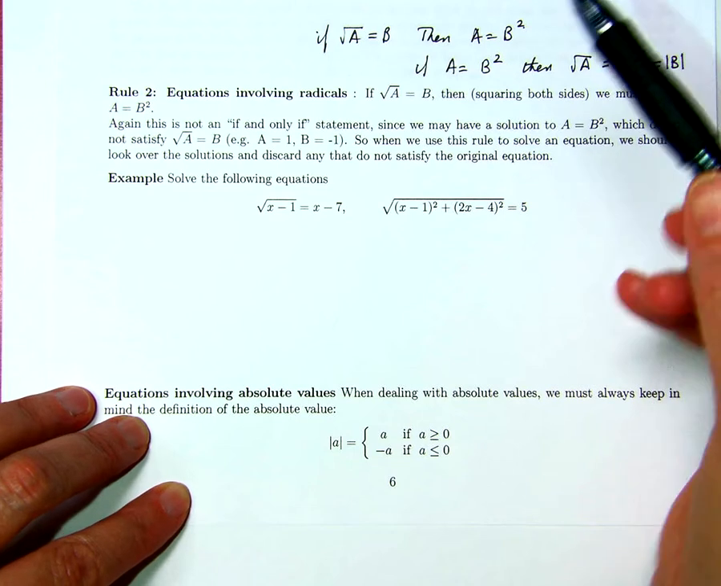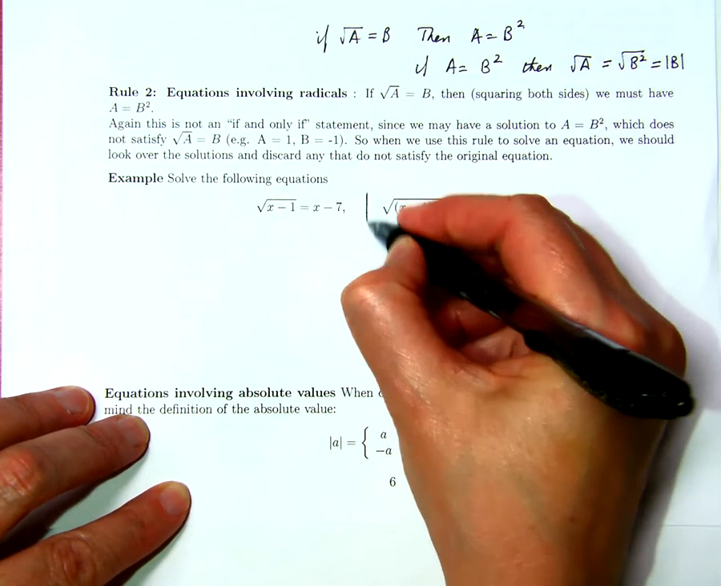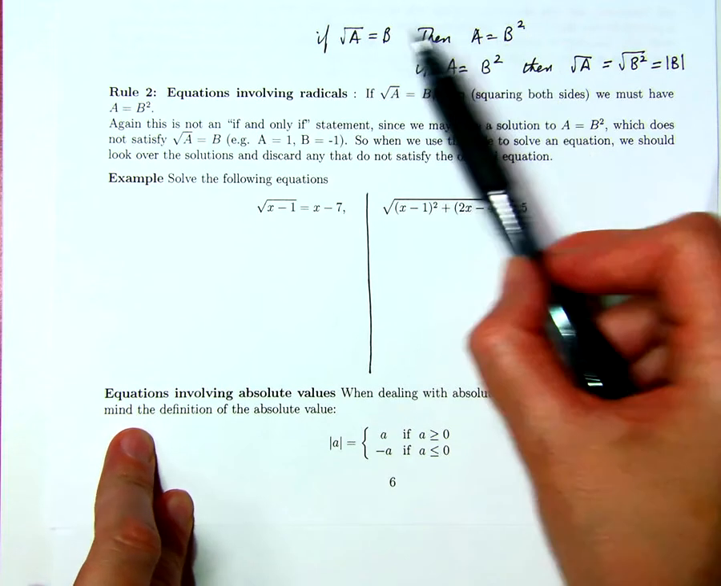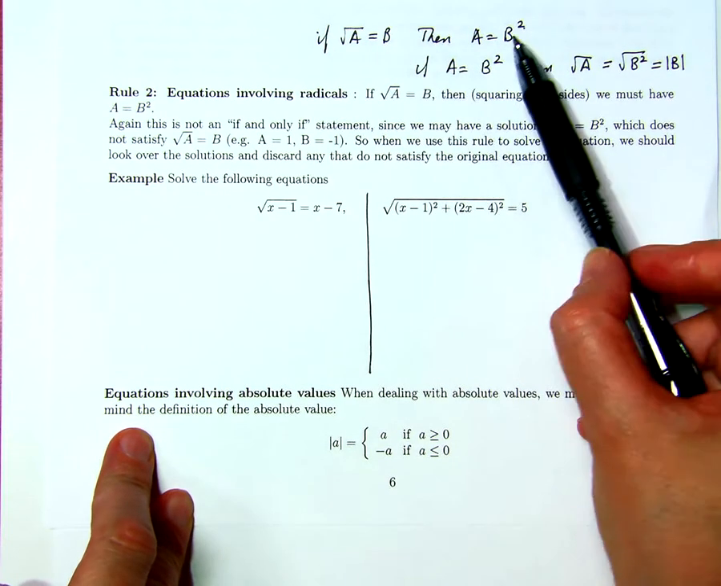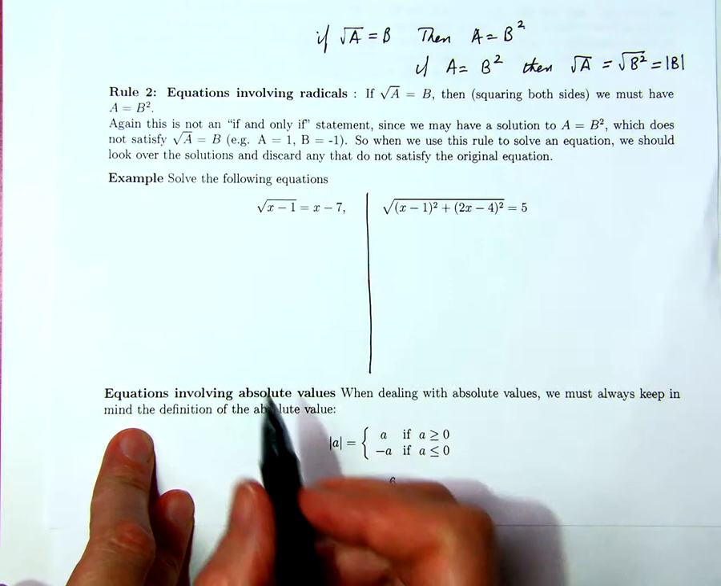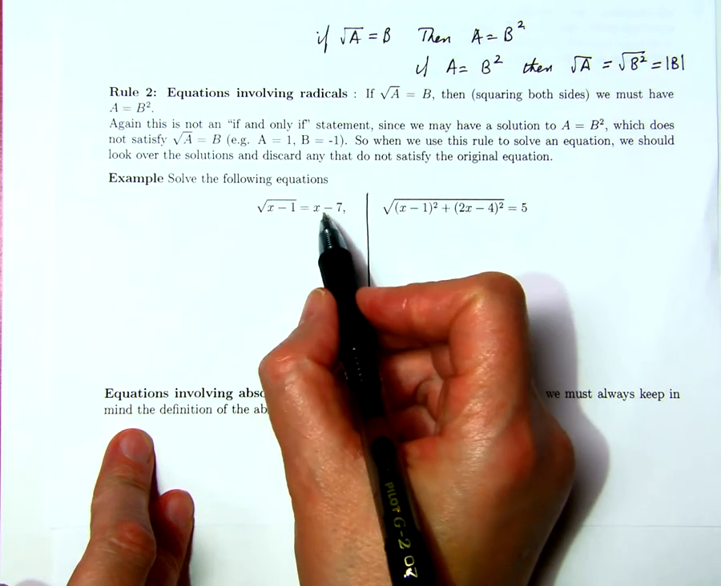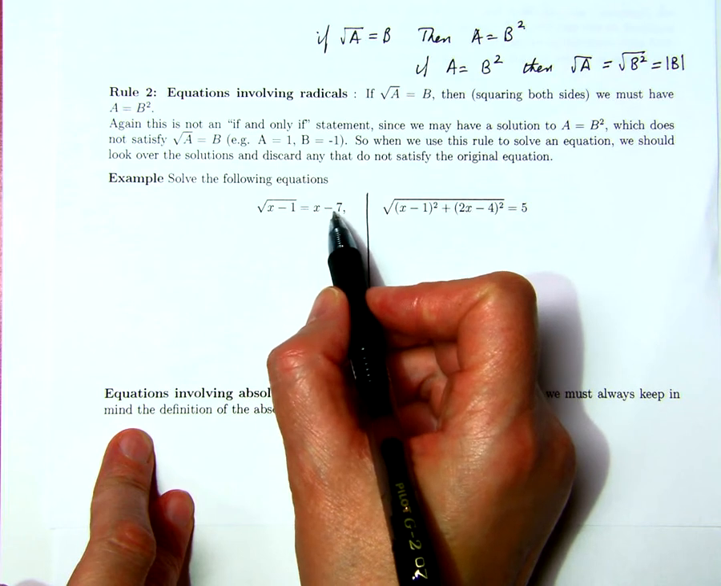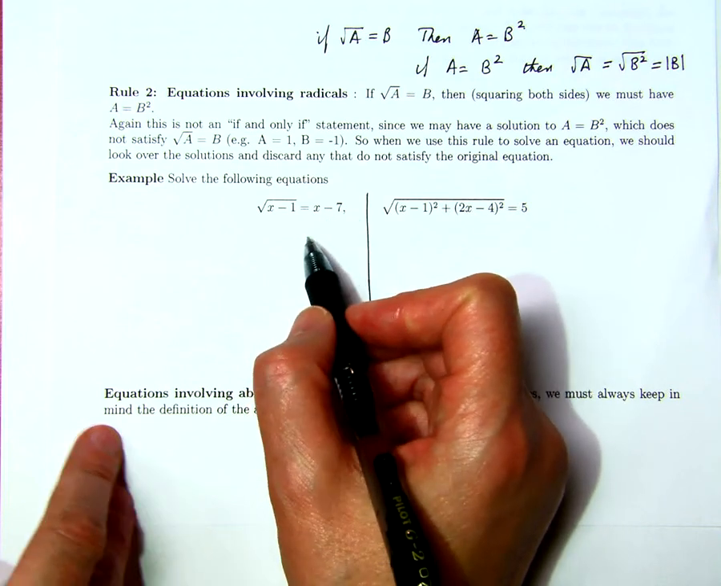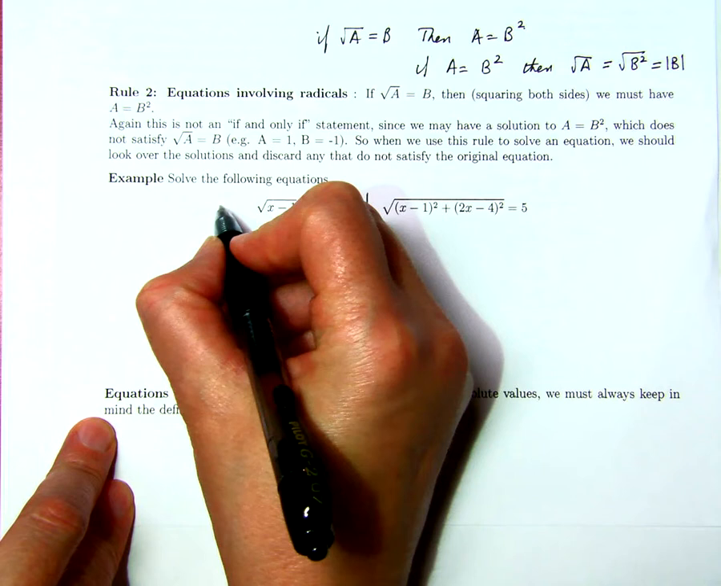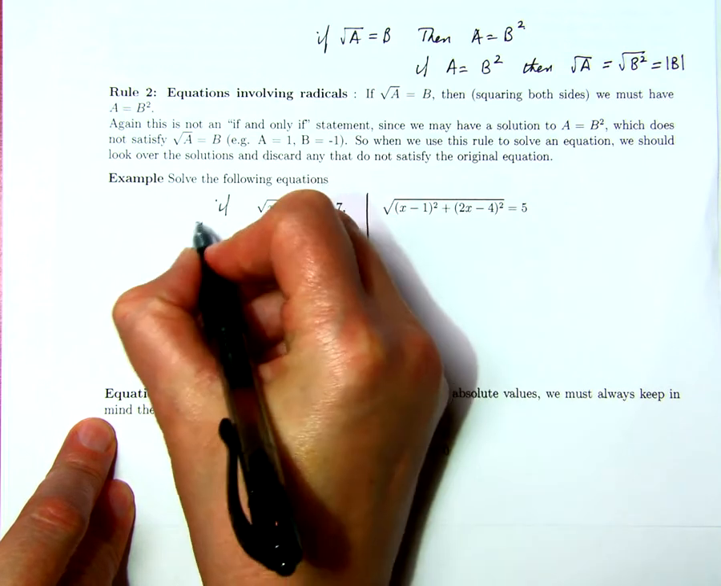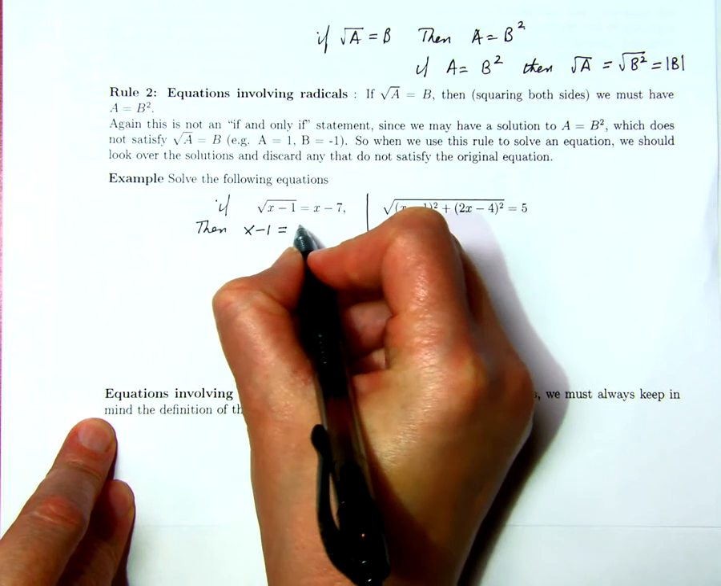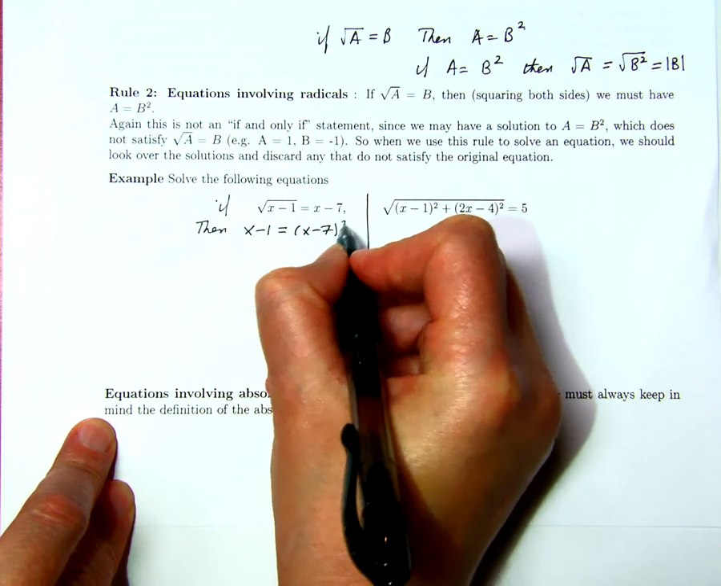We'll look at two examples, one where the solutions to this equation are the solutions to this one, and one where they're not. So here's our first example, and you see here for an x value, b might be positive or negative, so we have to be careful. Okay, so if this is true, then squaring both sides, I get x minus 1 equals x minus 7 squared.